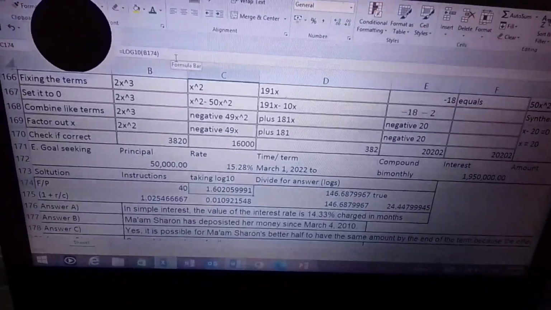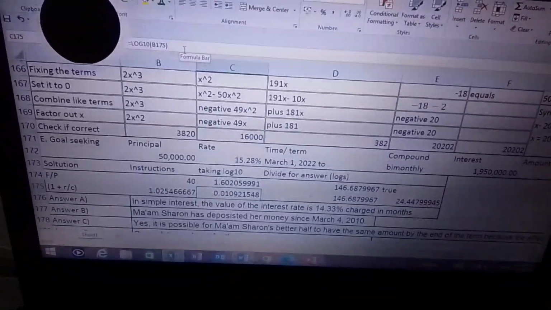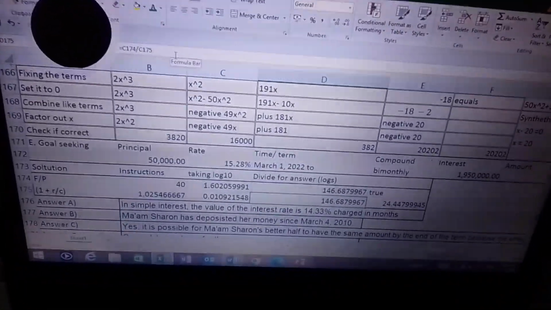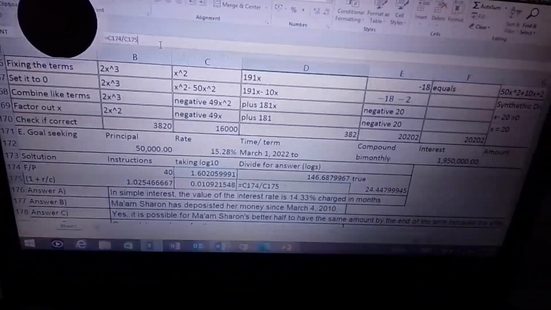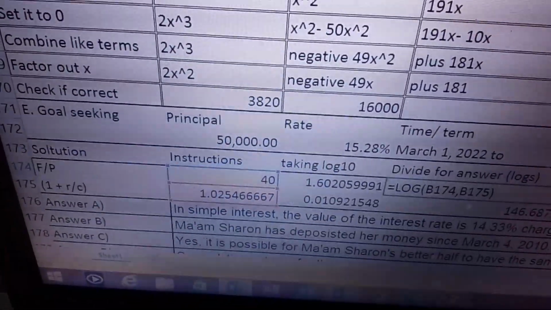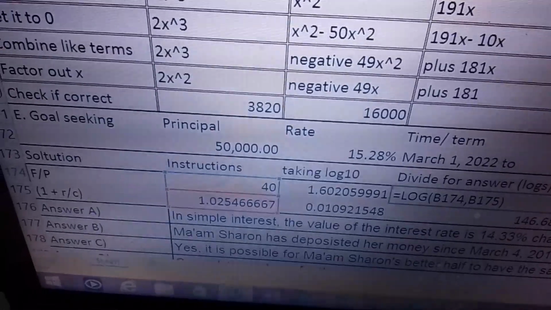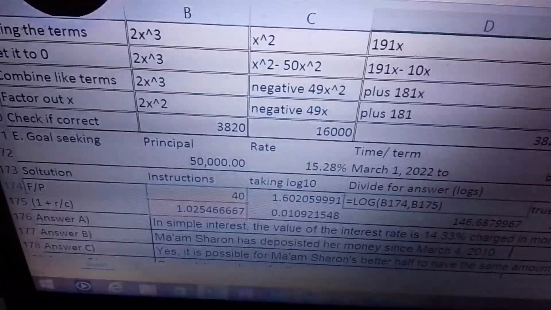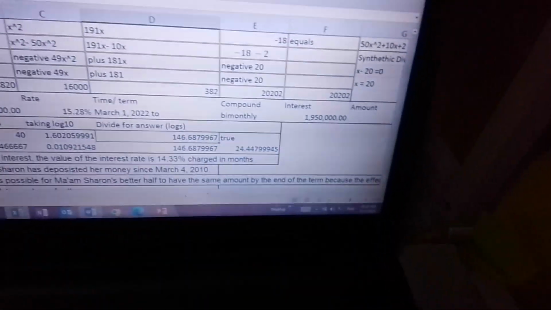So yan, di ba? B174 and B175. And then divide for the logs. So we divide both of these answers here to get the answer. Or you can just simply take the log of both of these, di ba? Log of 40 base of 1.025. And you still get the same answer.